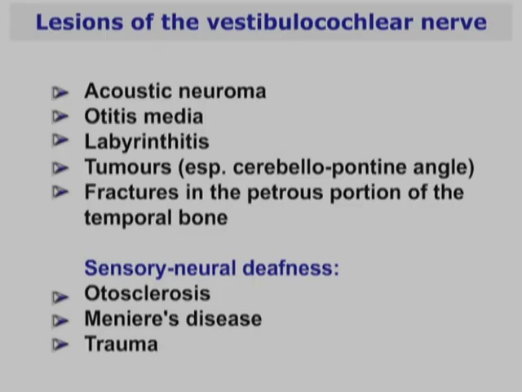Make a comparison between your findings from the Weber's and Rinne's tests to decide which of the above possibilities is more likely, that is, conduction or sensory neural deficit. Lesions of the 8th cranial nerve include acoustic neuroma, otitis media, labyrinthitis, and tumors, particularly at the cerebellopontine angle. Also consider fractures of the petrous portion of the temporal bone. In sensory neural deafness, consider otosclerosis, Meniere's disease, or trauma.